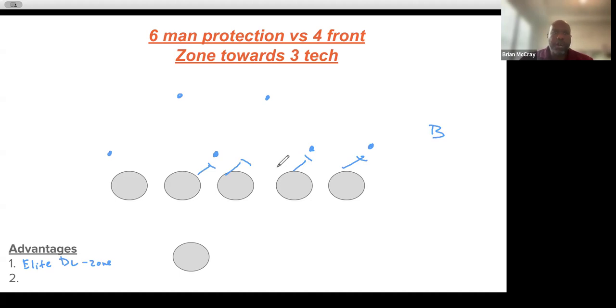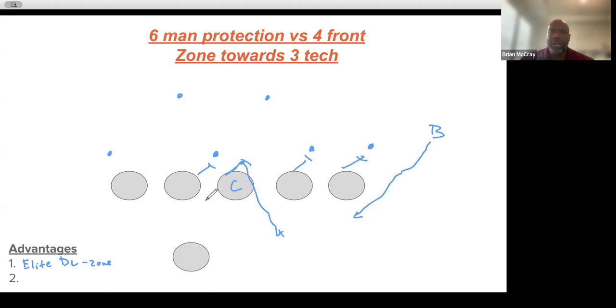The only problem with this is this. Now if this guy decides to come up and tries to come off the edge and the tackle doesn't see it, you're going to have to have the center play A gap to D gap, and he can play it that way. That's a little bit of the college way of doing that. You can do it that way.